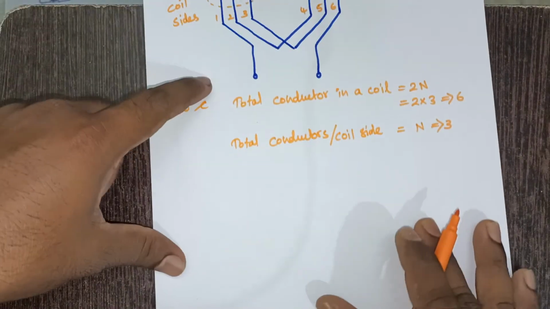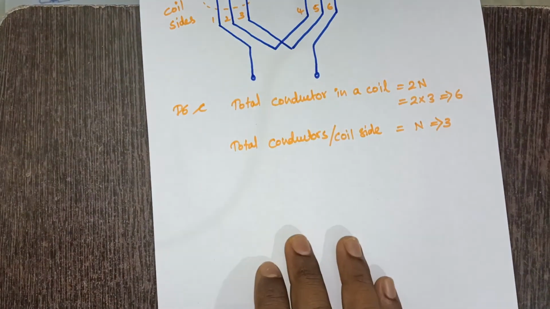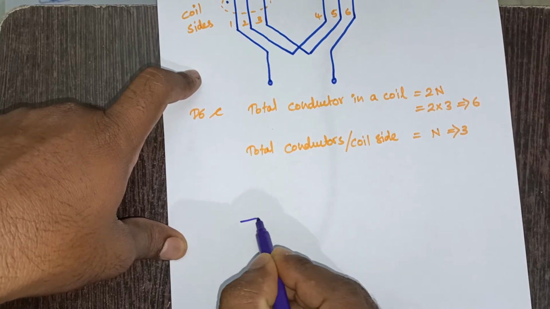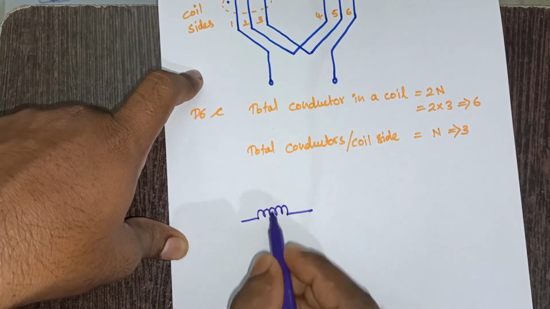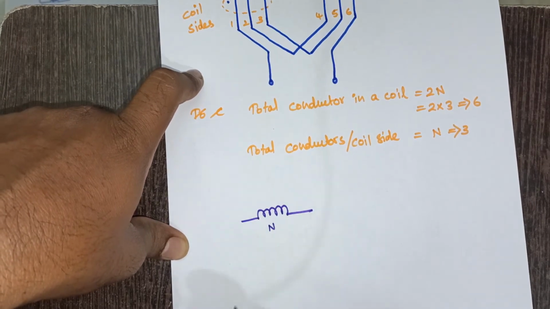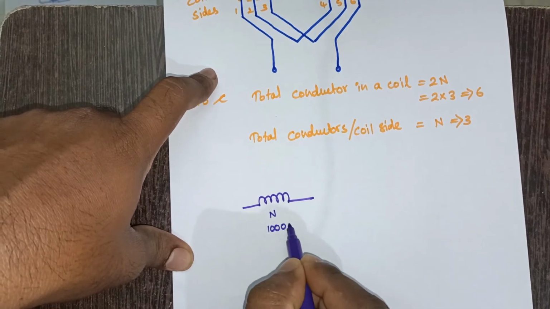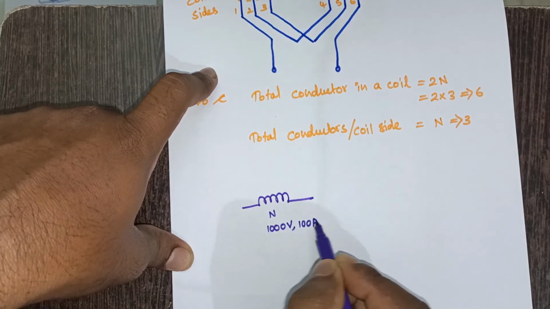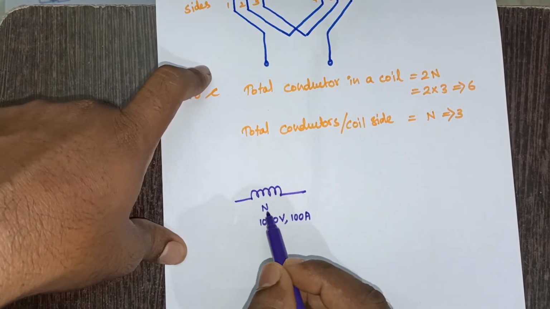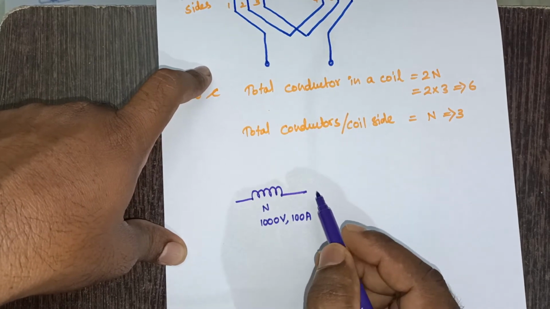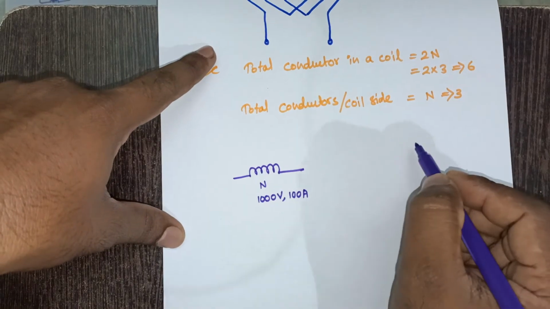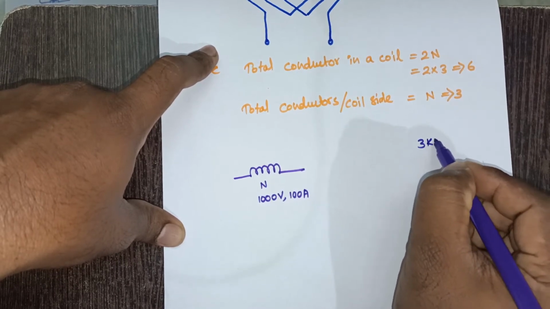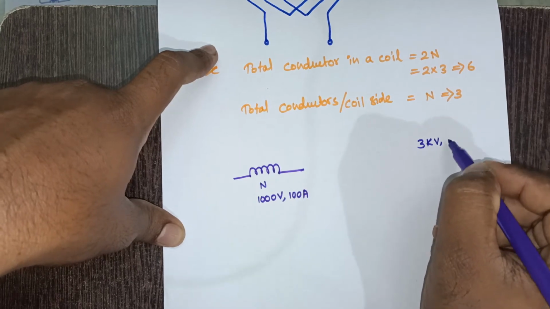For example, let me take each coil as having a capacity of 1000 volts. For example, if we have a coil like this, having some n number of turns, and it is having a capacity of 1000 volts and a current capacity of, let me take, 100 ampere. This is the coil rating. And now my machine needs to be designed with 3 kV, right? This is the one coil capacity, but I want to design each phase capacity as 3 kV voltage capacity, and current capacity, let me take 200 ampere.